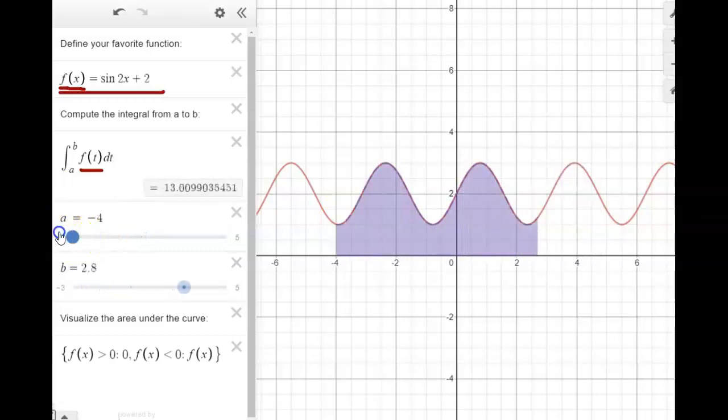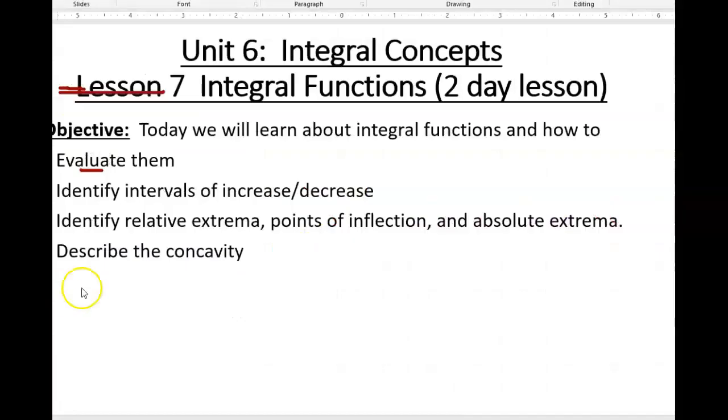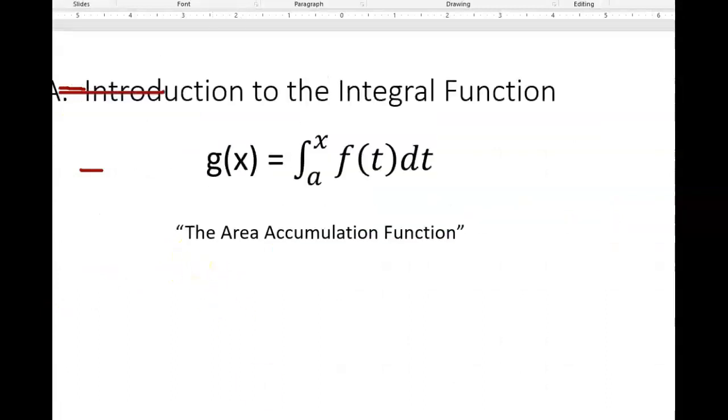So why do I call this an area accumulation function? Well, because if we just let a be set at -4, you guys can see here that if I just let b become greater and greater, we accumulate more area as b increases. So it's an area accumulation function because the limits are changing, and since the limits are changing, the area is changing. And so that's what an integral function is.